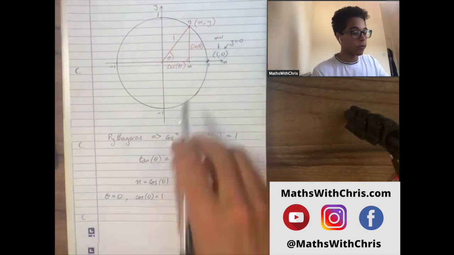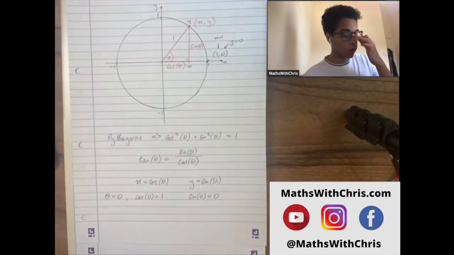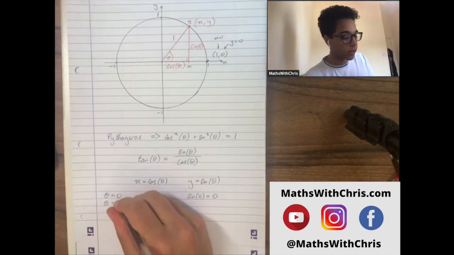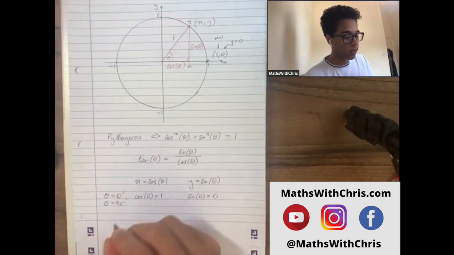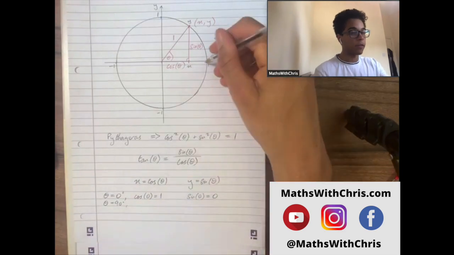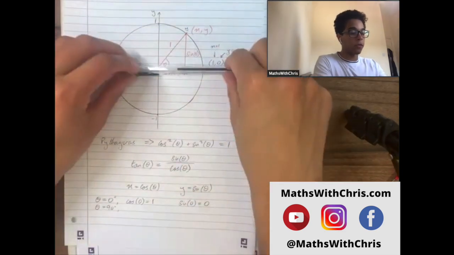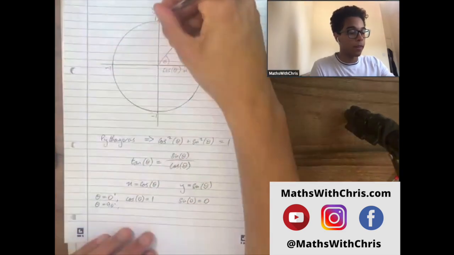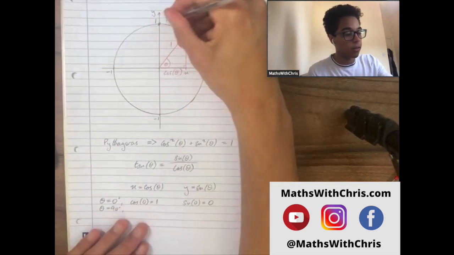And we can do this for all of the other angles going around. So another one we could do is when theta is 90 degrees. If theta is 90, it's a right angle up to here. So we're at this point when theta is 90. This is the point 0, 1.